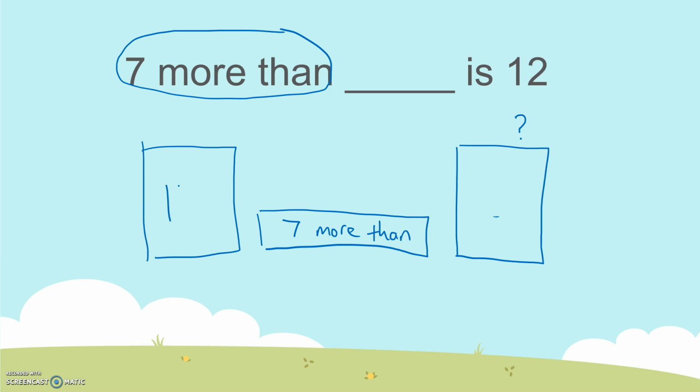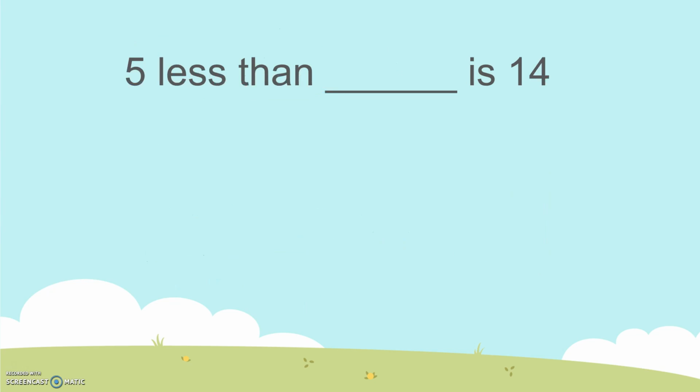But we know that this is 12. Okay, so 12, we don't read the 7. 12 is more than this. So this one must be smaller. Because 12 is more, this one must be a bigger number. Okay, so in order for this to become smaller, it must be minus. 12 minus 7 will give you 5. So 5 is a smaller number, and this is 5. So 7 more than 5 is 12. Okay, now let's move on to the next example.